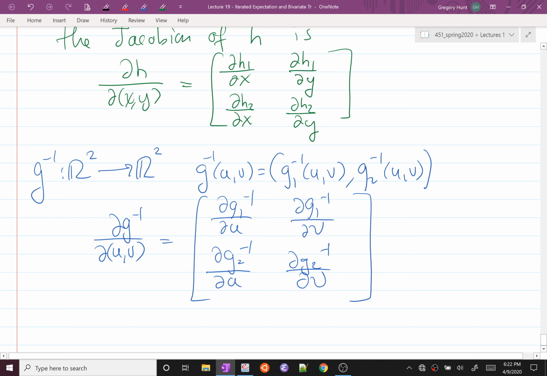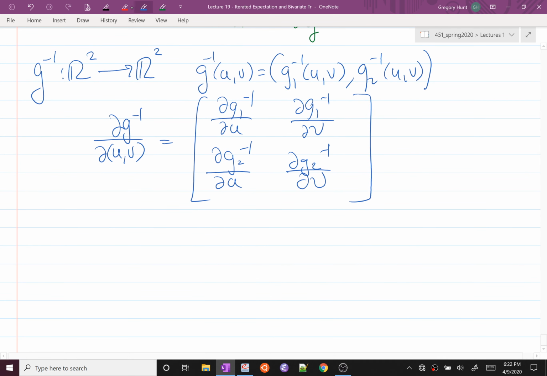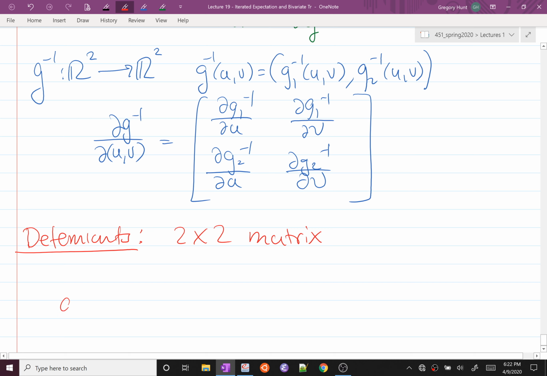So that's the Jacobian. And then you just have to remember for determinants, there's a determinant in this formula. For a 2x2 matrix, if you remember back to linear algebra, the determinant of A, if A is the matrix A, B, C, D, is first diagonal minus second diagonal, AD minus CB.